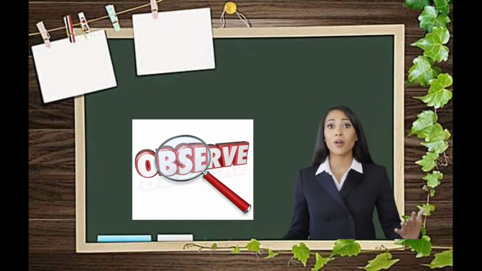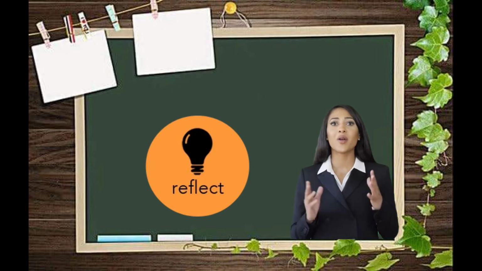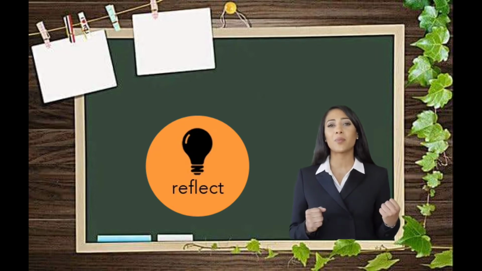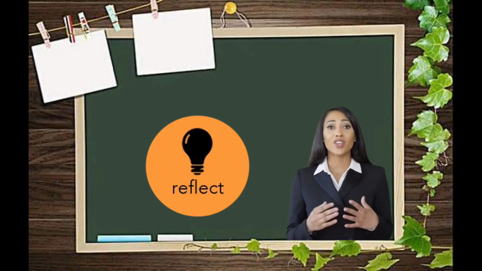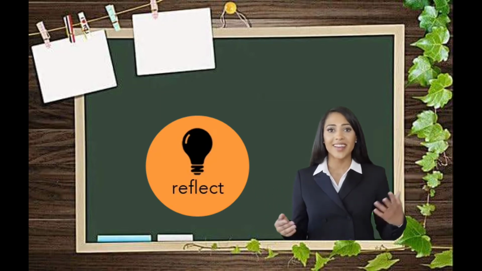Next to observe is reflect. In reflect, the action researcher must reflect on what the results would be, or what they hope to achieve, if ever they have to make an action to address those problems they have seen.